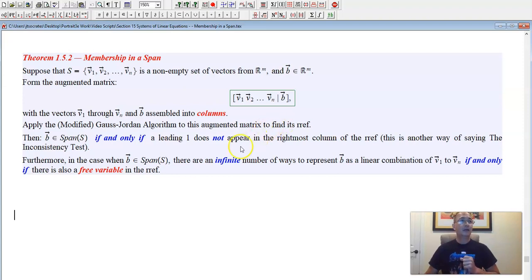Then what happens? Our vector B is in the span of S, if and only if a leading one does not appear in the rightmost column of the REF. And as we said, this is another way of saying the inconsistency test. Furthermore, in the case when B is in the span of S, there are an infinite number of ways to represent B as a linear combination of V1 to Vn, if and only if there is also a free variable in our RREF.